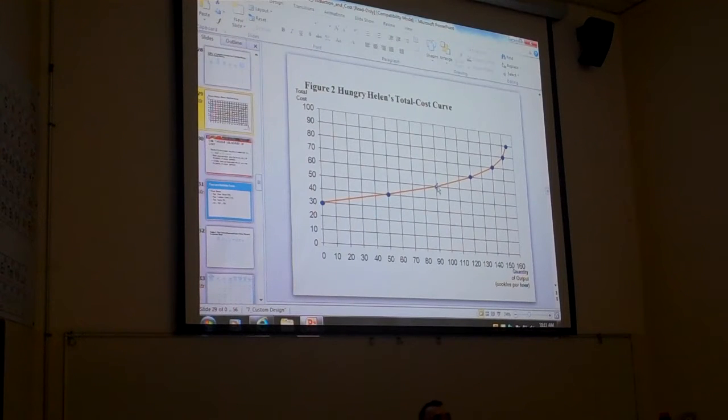Let me back up. Somebody define fixed cost. Let's do it that way. What's fixed cost? Go ahead. Costs you always have to pay, rent and machinery costs. Okay, and how do you define that? I mean, what is a fixed cost in a sentence?